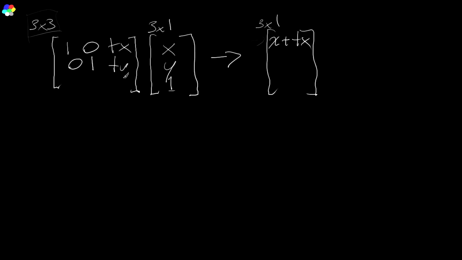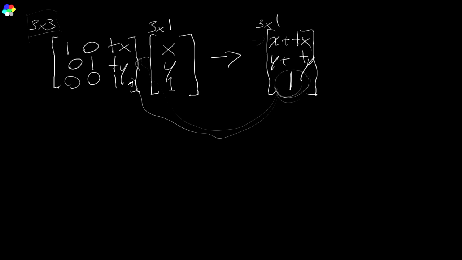And then here, ty times 1 will give us y plus ty. And then 0, 0, because we don't want x or y in here, we just want 1 times 1 that will maintain the 1 in the third column, because we want to keep that 1 there. That 1 is very important for selecting our translation guys to put them in here.